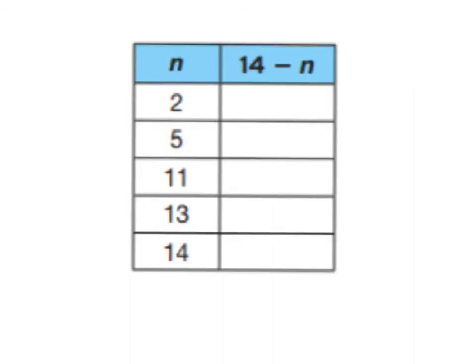Okay, part E, we are evaluating expressions. And once again, evaluating means to find the value of. So we're going to start with the tables. In this, the n is your variable, and they are giving you what values they want you to plug in to the n in the expression. So first we have 2, so this would be 14.